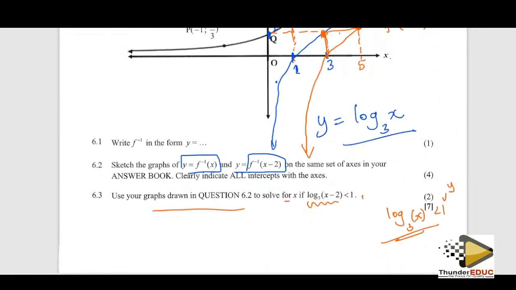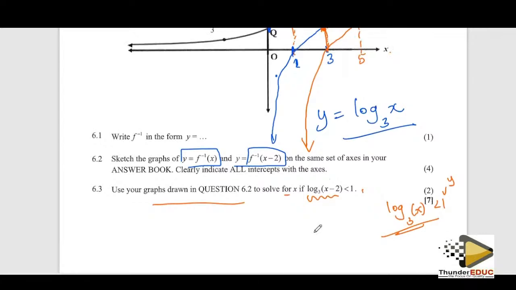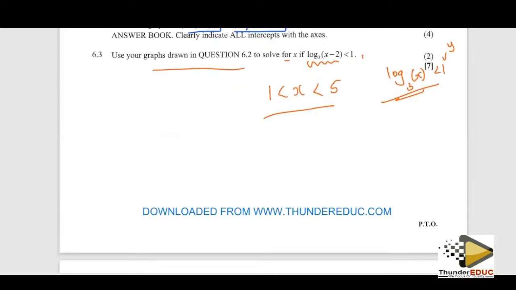So I'm going to say that, why am I saying 0? It has to be 1. x is less than 5, because this graph cannot pass through 1. That's going to be its asymptote. Yeah, it's an asymptote. Okay, so that's question number 6.